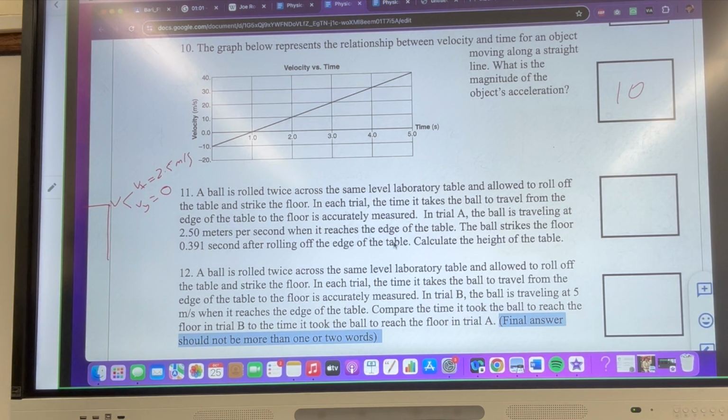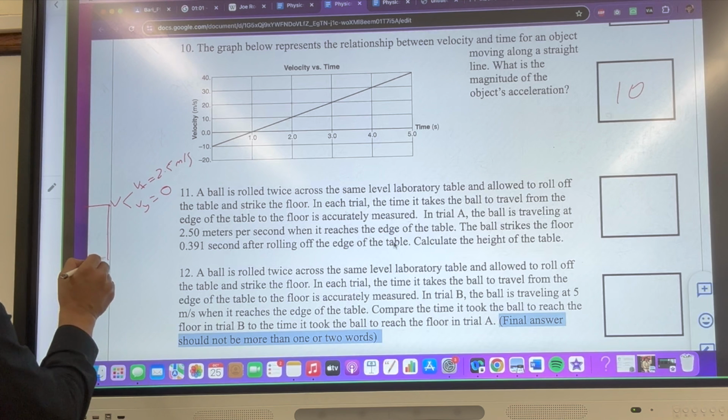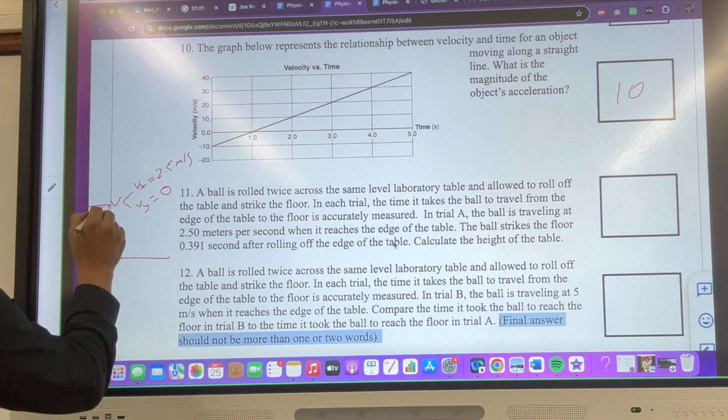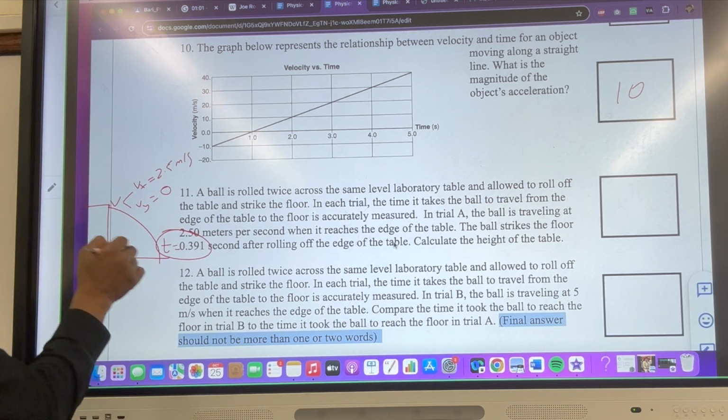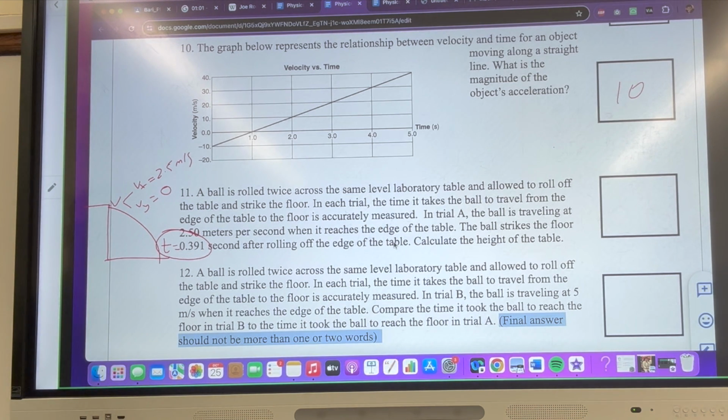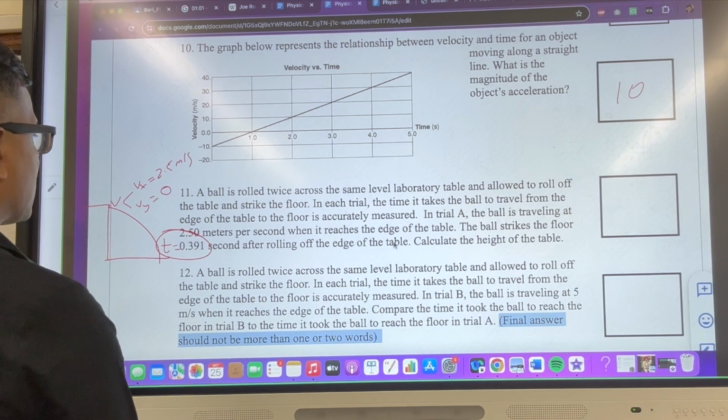Okay, and the ball strikes the floor 0.391 seconds after it leaves the table. So the ball lands on the ground, and the ball was in the air for about 0.391 seconds. We want to know the height of the table.